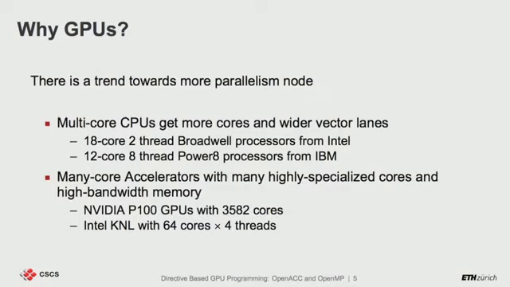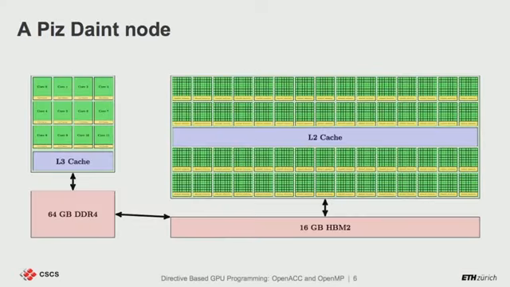KNL architectures with 64 cores and 4 threads per core. So we have lots of node parallelism, and this is the trend. So this is how a node of Piz Daint looks like.